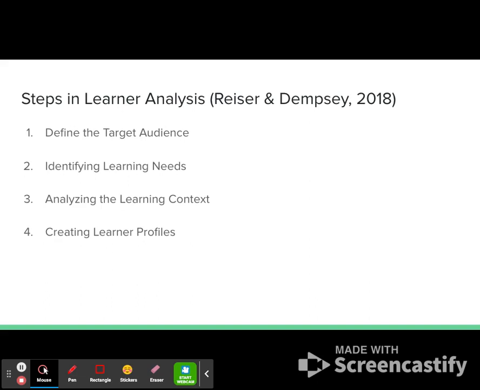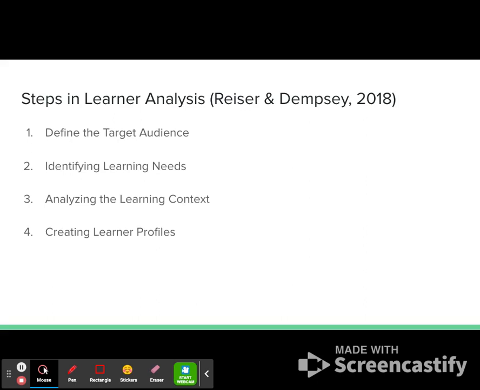According to Reiser and Dempsey, the learning analysis includes several steps, which are as follows. The first step is to define the target audience. To design effective learning solutions, we must first identify the audience for whom we are designing the solution. This includes determining the demographic and cultural characteristics of the audience, their prior knowledge, experience, skill level, and their learning preferences.